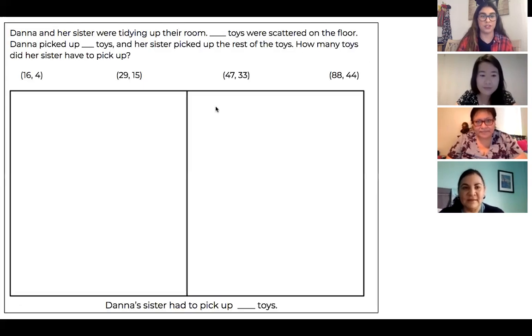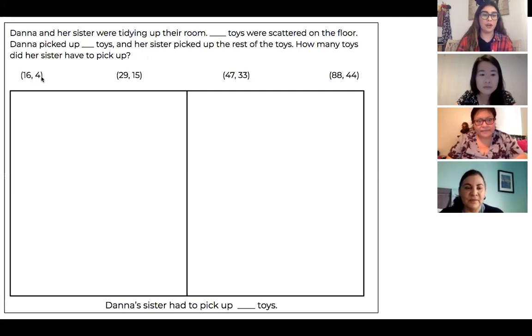Well, I'm picturing a really messy room and there's toys everywhere. And so they decided they need to clean up their space. So there's toys all over and Donna's put away some, and now we have to figure out how many her sister has to put away. Beautifully said. All right, now I'm going to show you the story problem, and we're going to choose which number set we want to use.